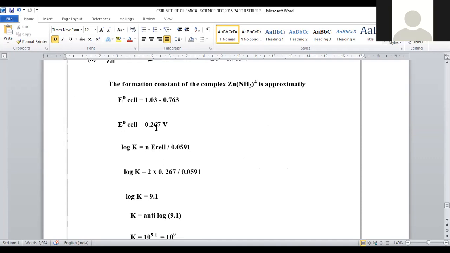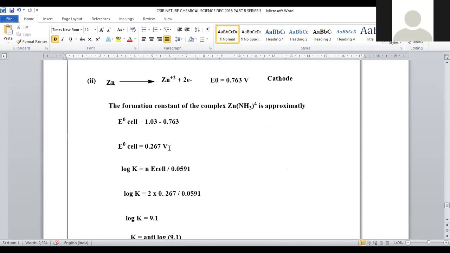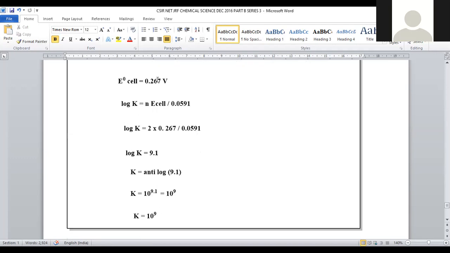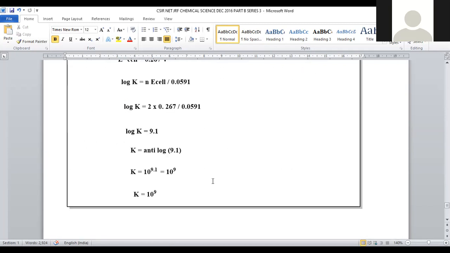E cell is given by 0.267 volts. Then log K, formation constant log K, is equal to n into E cell by 0.0591. Just now we calculated the EMF of the cell. Log K is equal to 2 into, n means 2. What is n? n is nothing but valency. How many electrons released or accepted within the reaction? Here electrons released, here electrons released. So that valency will be 2.